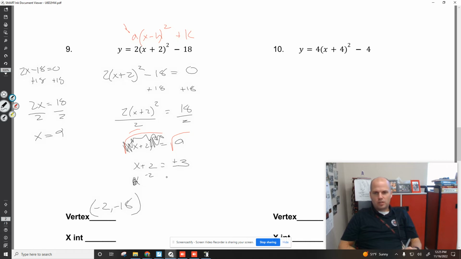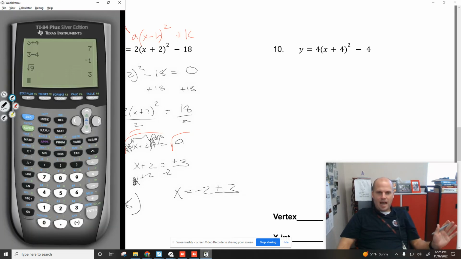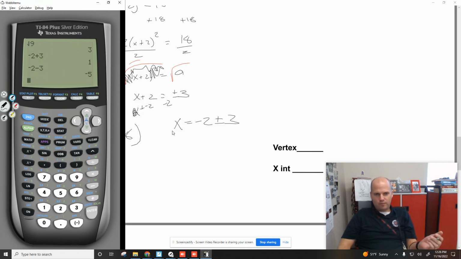What do I do to solve for x? I'm going to subtract 2. Now, subtracting 2 is like adding negative 2. I'm going to add negative 2 in front of the plus or minus 3. You can put it afterwards. It's fine. You're going to get the same answers, but I get x equals negative 2 add and subtract 3 to it. Now we do the work. Negative 2 plus 3. Negative 2 minus 3. My solutions are 1 and negative 5.